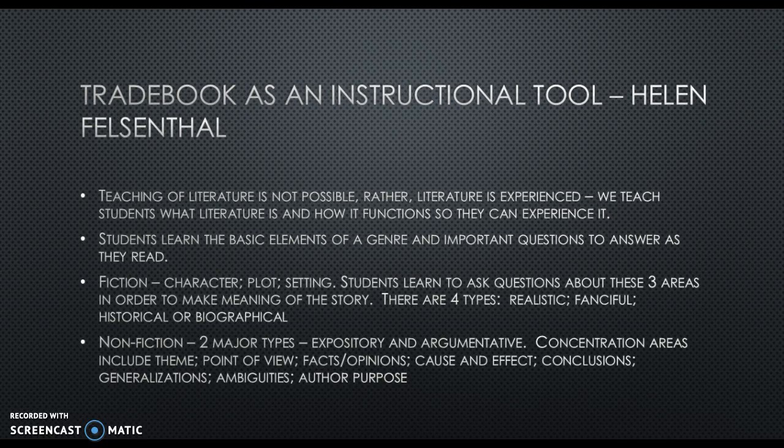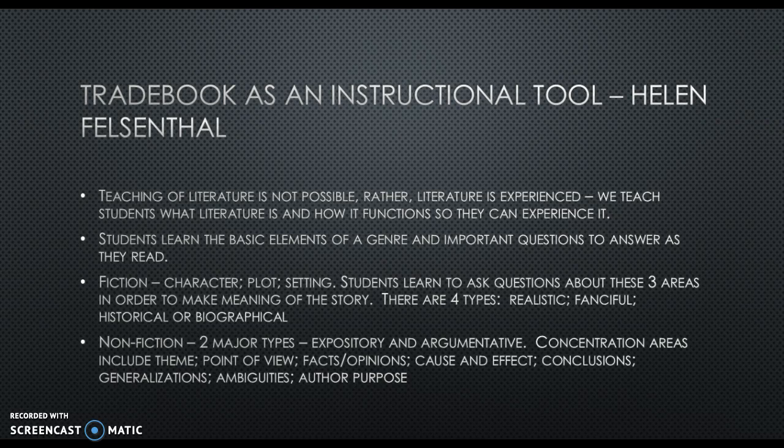So realistic fiction, where it's a story that could happen but didn't happen. Fanciful fiction, which is more like Little Red Riding Hood, where the wolf comes to life as a person and has conversation. And then historical fiction, where it talks about a historical event that happened and looks at it from a character's point of view, but may not be an actual story. And then biographical fiction, again, taking a famous American or famous person in history and writing a story about them that may or may not be true.